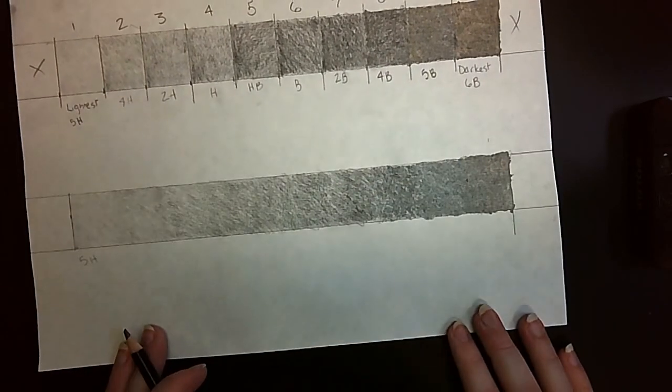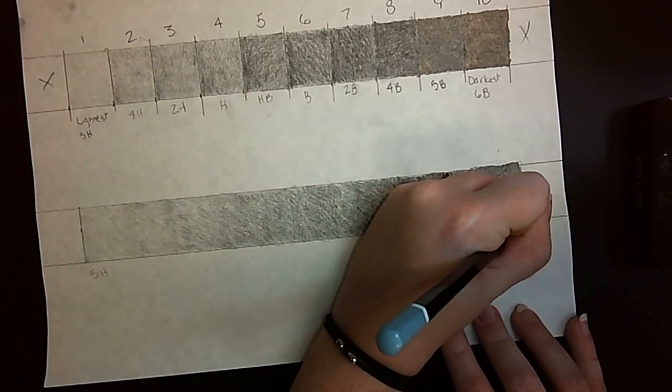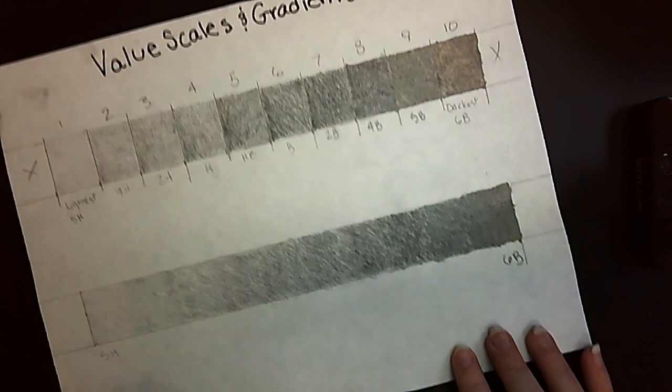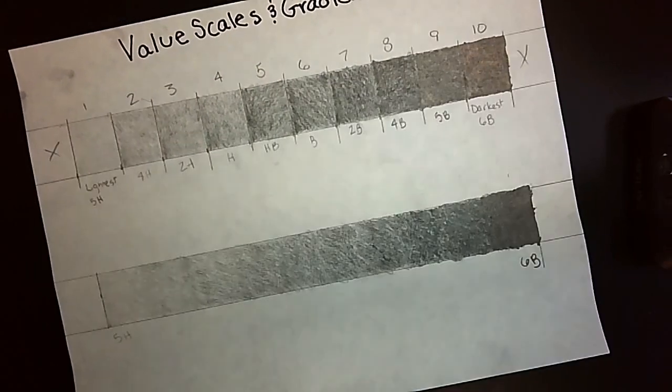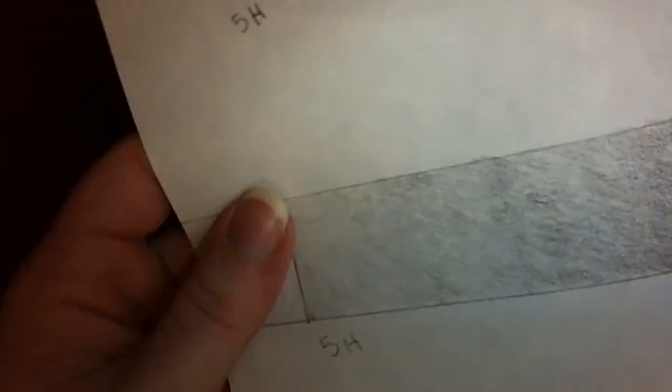And there is my finished gradient, starting with a 5H and ending with a 6B. Here's a close-up view. So we start very, very light, and it's a smooth transition all the way across to the darkest value.